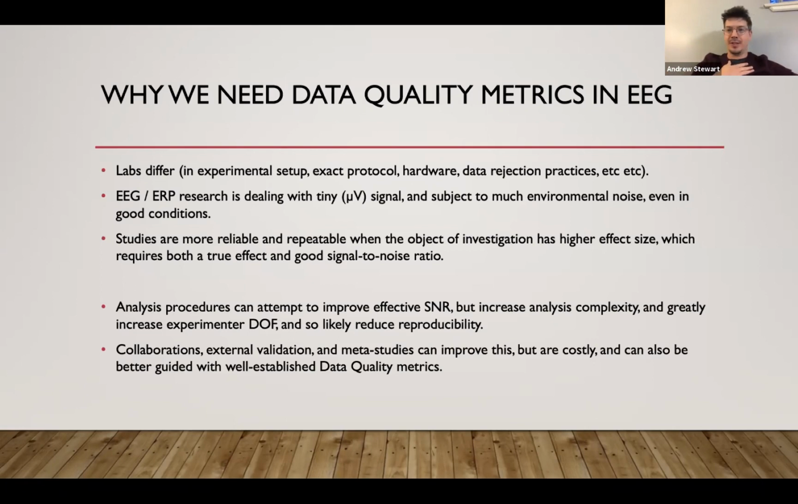If we're doing things like collaborations or external validation or meta studies, these are things that we as scientists can do that will hopefully mitigate some of this. But these are costly in terms of coordination and in scientist time. And even these good practices, I think, could be better guided if we had well-established data quality metrics as something of a benchmark of our EEG data to say, are we recording this well or not so well?